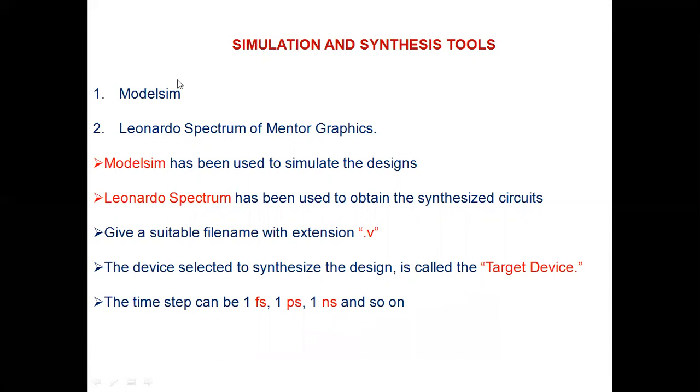So for simulation, you have to use ModelSim. For synthesis, you have to use Leonardo Spectrum as per the textbook. You should save the file name with extension .v. The device selected to synthesize the design we call the target device. Next, in case of simulation, the time step values may be in these units, that is femtoseconds, picoseconds, nanoseconds, and so on. Did you understand?